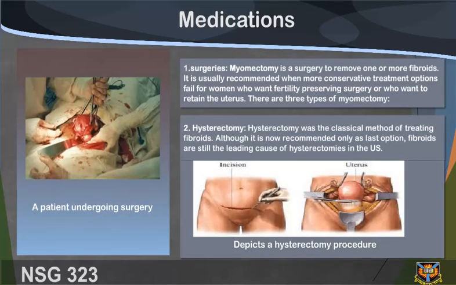Surgeries. 1. Myomectomy is a surgery to remove one or more fibroids. It is usually recommended when more conservative treatment options fail for women who want fertility-preserving surgery or who want to retain the uterus. There are 3 types of myomectomy. 2. Hysterectomy. Hysterectomy was the classical method of treating fibroids, although it is now recommended only as a last option. Fibroids are still the leading cause of hysterectomies in the US.